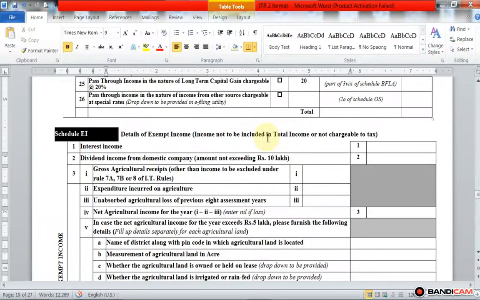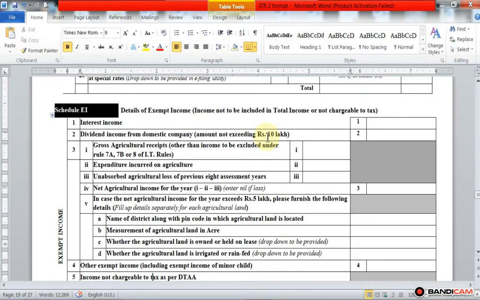Then here is Schedule EI, that is details of exempted income, income not to be included in total income or not chargeable to the tax. Okay, it means in exempted income, Schedule EI is relating to the exempted income from income tax. It means tax free income is furnished here, or the tax free income's information is filled here.